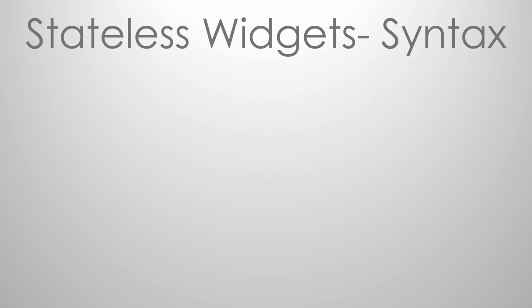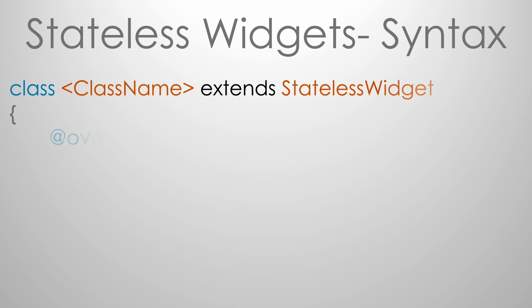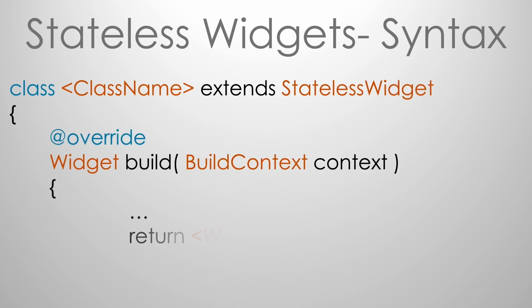And the syntax to define a stateless widget will be class, class name, extends StatelessWidget, and we need to override the build method. So the syntax will be @override, and the build method should return a widget. So the syntax will be Widget build(BuildContext context), and this method accepts the BuildContext type as its argument, and the build method can return any widget as per the requirement. So we need to type in return and the Flutter widget.